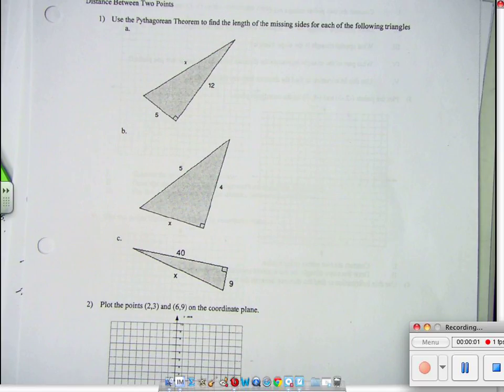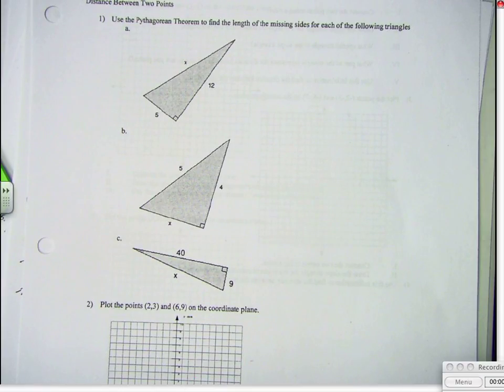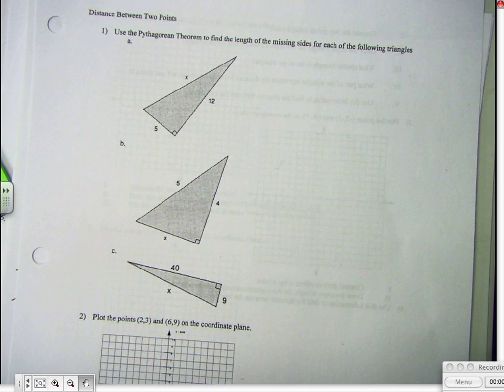All right, ladies and gentlemen, we're looking at the distance today. We're looking at the distance. Okay? So, first, we're going to start off with the Pythagorean theorem. Okay? So, the first thing you got to find with the Pythagorean theorem is what side am I trying to find?